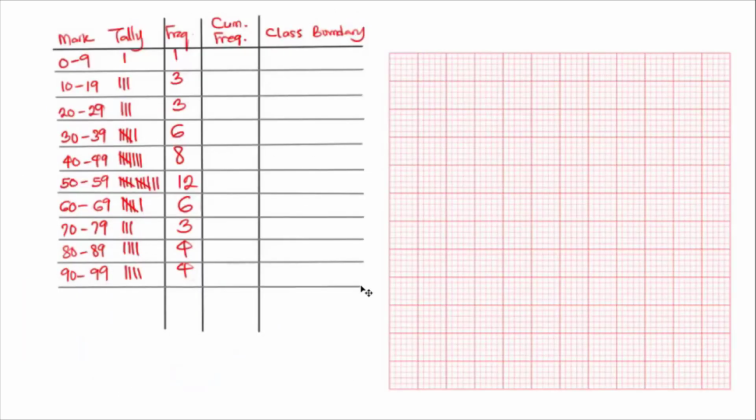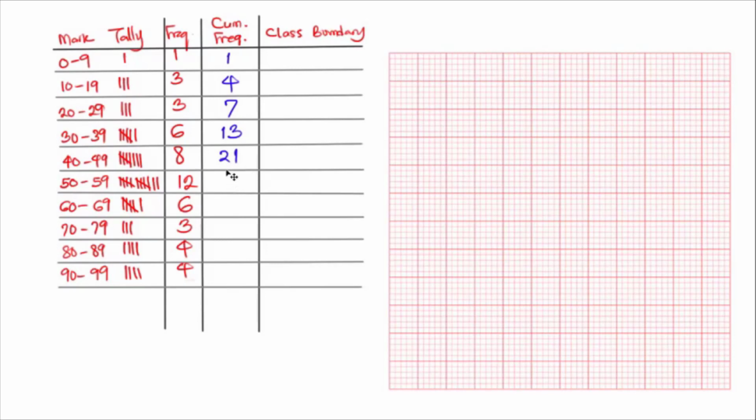So here, already we have our mark, we have our tally, we have our frequency, but we need the cumulative frequency and we need the upper class boundary. So we get the cumulative frequency by adding sequential entries of the frequencies, just as I'm going to be doing right now. In the first case, we have just 1. In the second case, we have 1 plus 3 is 4. In the third case, that 4 we add to 3 to give 7. In the next case, we have 7 plus 6, 13.